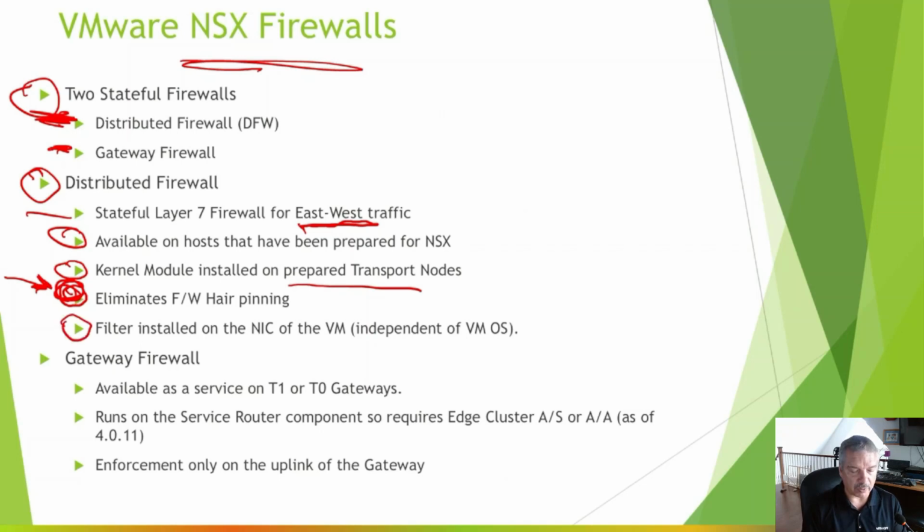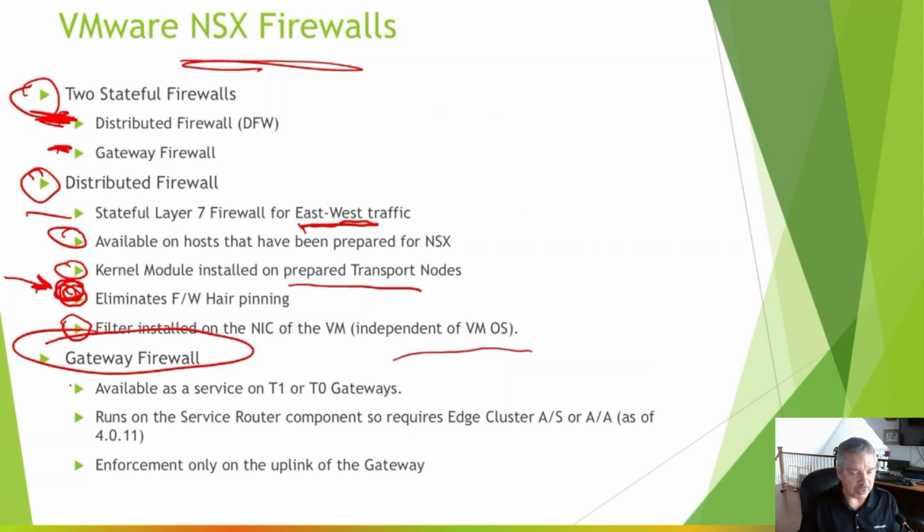There's a filter installed on the NIC of the VM independent of the virtual machine's operating system. So this distributed firewall is really just a firewall installed on all the virtual NICs of all your VMs, and it's really just a filter, which I'll show you in the demo how you can examine. And because it sits outside of the operating system, I don't care what operating system is inside that VM, it can't circumvent this firewall, okay? Which is really good. Now, the gateway firewall, I'll talk about in the next video, in the next series of this.